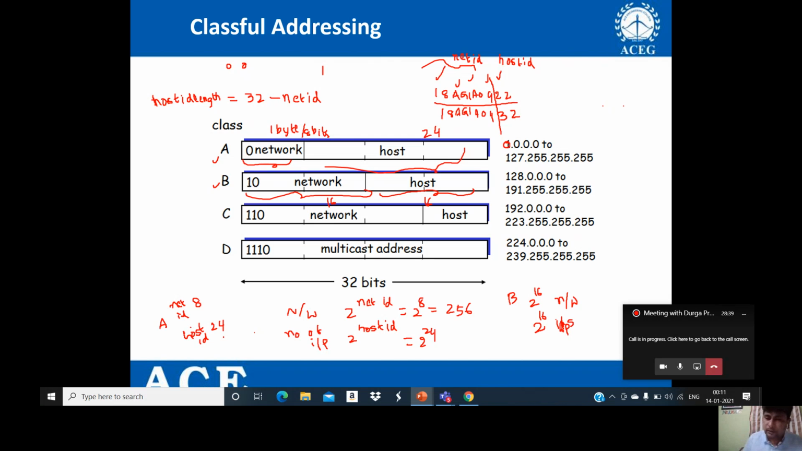So here, with the same number of networks at the same time, each network will have this 2 power 16 number of IPs. Coming to the class C, the length of network ID is 24 bits. So the total number of networks which can be formed by a class C is 2 power 24, but the host ID length is 8 bits.